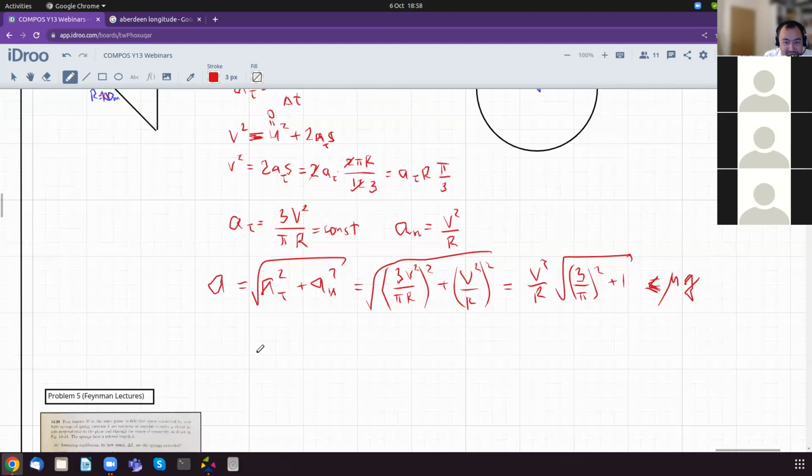Therefore, v max, let's just do v max without the square. So it's mu g r divided by the square root of (3 over pi) squared plus 1, and square rooted.